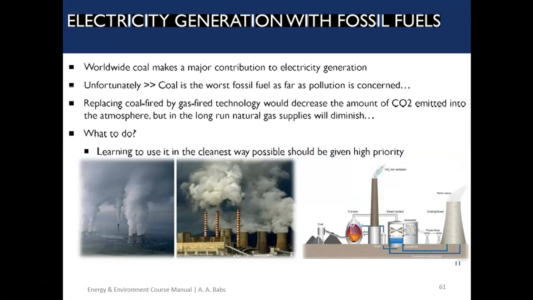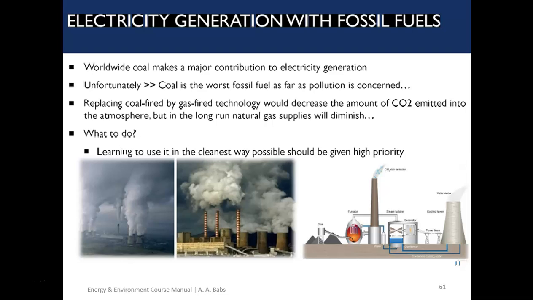Coal makes a major contribution to electricity generation, and like we mentioned before, more than 50% of electricity generated in the world comes from coal. But unfortunately, as good as this may sound, coal is the worst fossil fuel as far as pollution is concerned. The amount of gases that coal ejects into the atmosphere when it is burned is enormous, and these gases are dangerous to the health of living organisms. Hence, humans, mammals, fishes in the ocean, and even plants are affected negatively by the burning of coal.